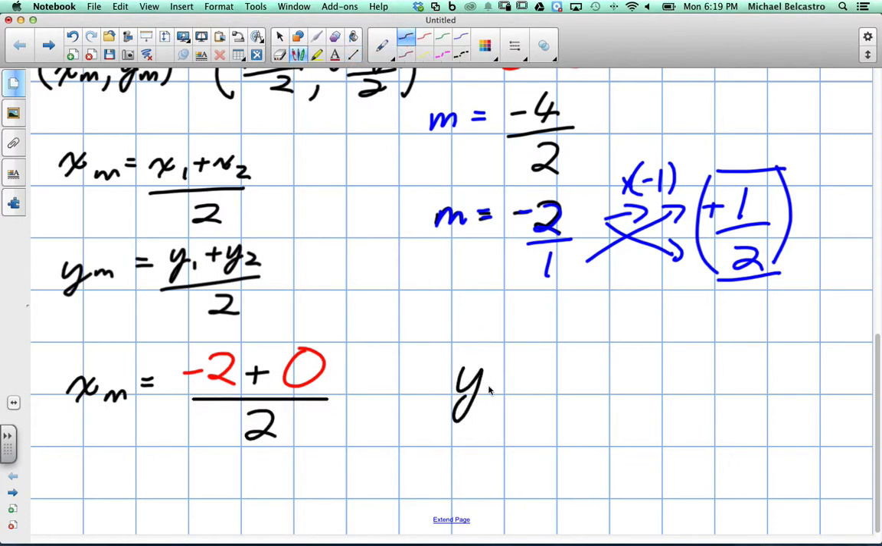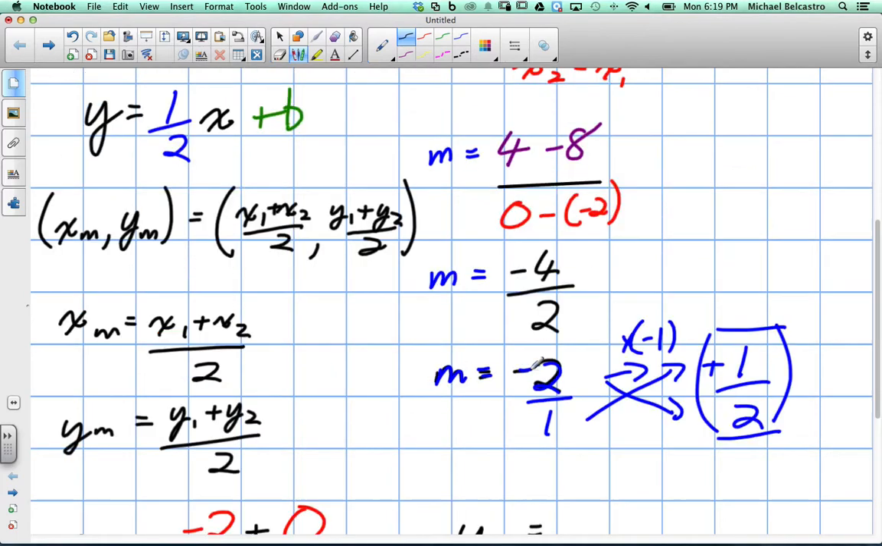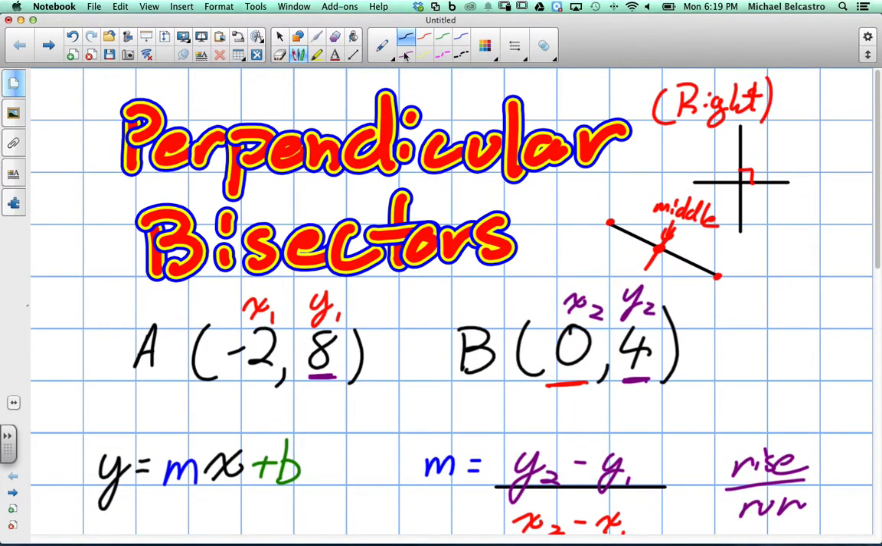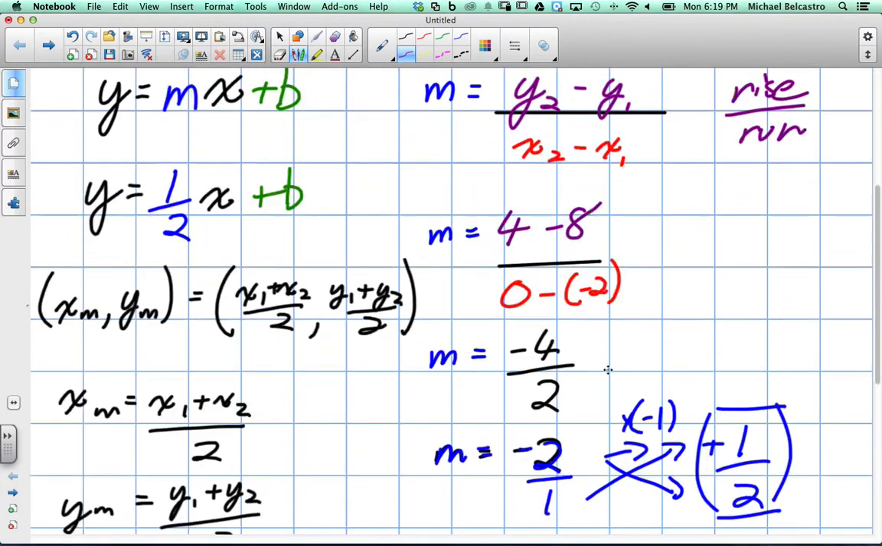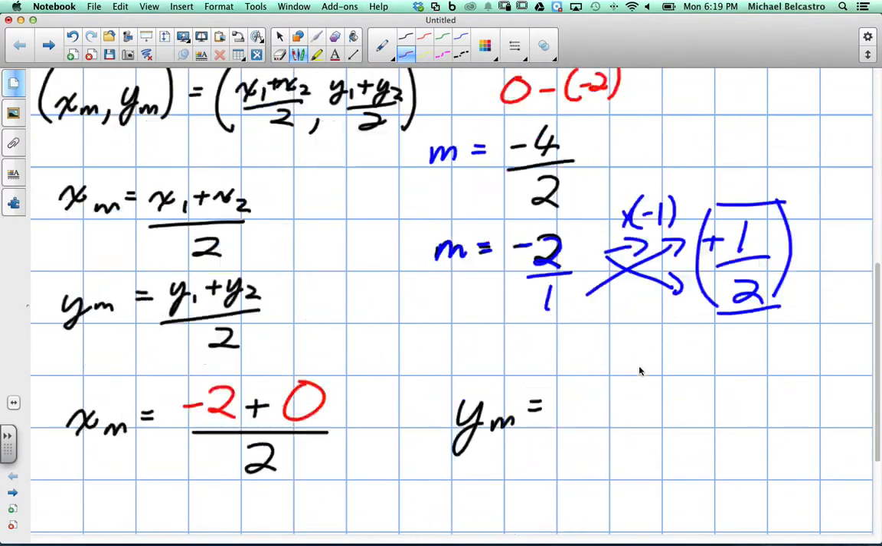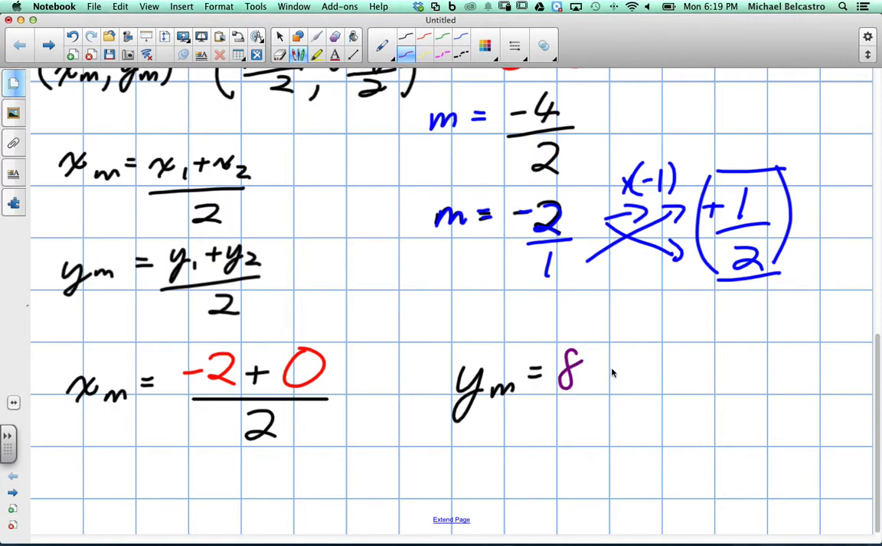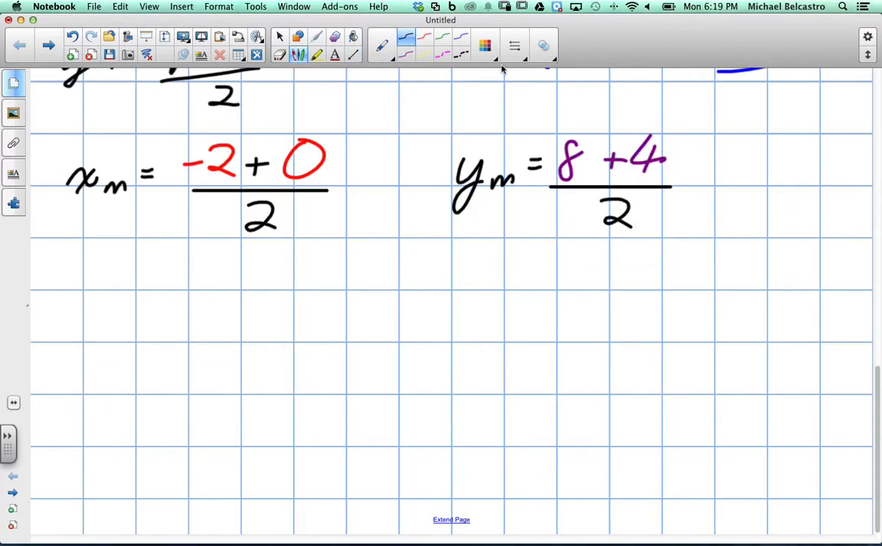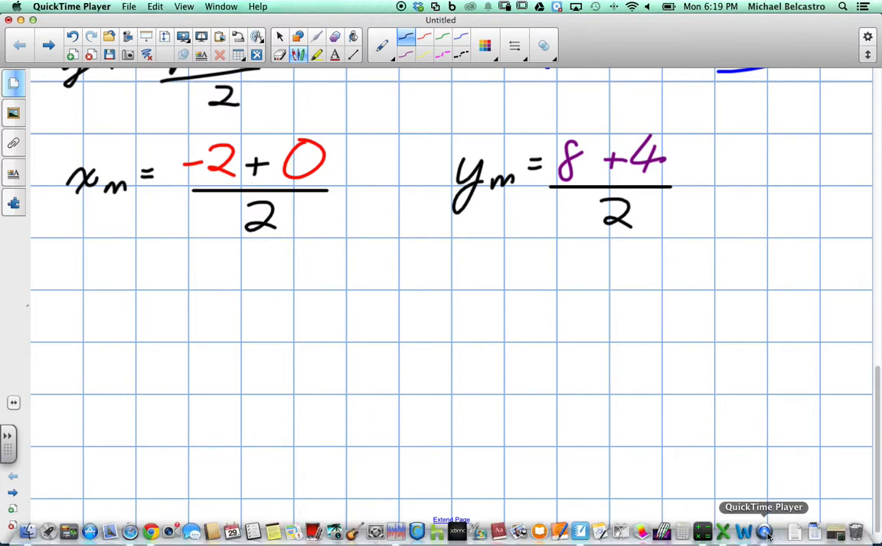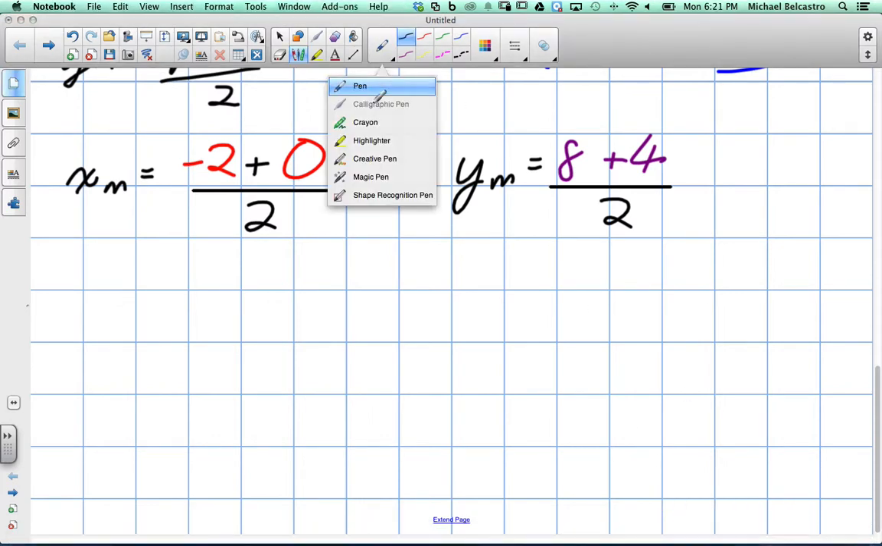And for our y midpoint, we just got to find our y values, which is simple. We've already done that above. They're 8 and 4. Okay, so let's put, which one did we put first? We put the ones first. So we put 8 plus 4, all divided by 2. Okay, so we can solve them simultaneously. Okay, so let's continue here.